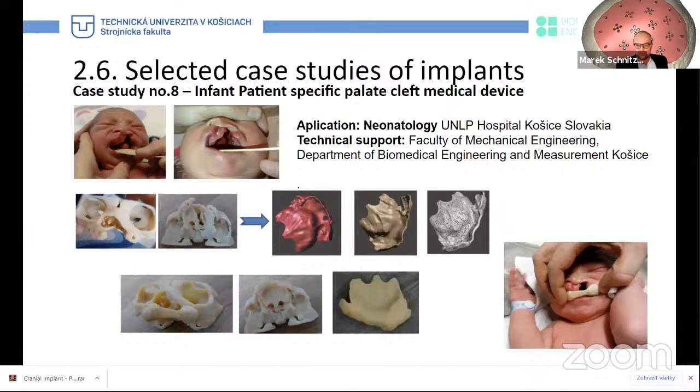This was another implant for very small patients. This is a patient with a cleft palate, and the implant was made before the child was born. So we met the mother, we got the data from CT and MRI, and we prepared an anatomical device which fits anatomically to his palate.